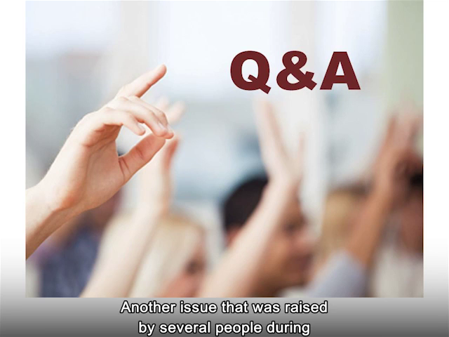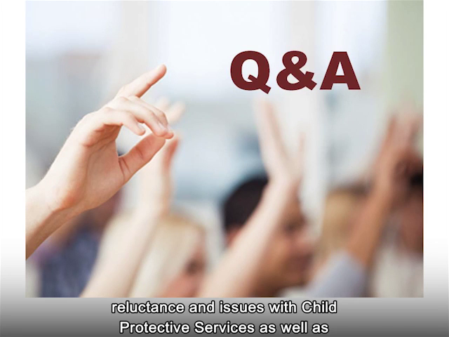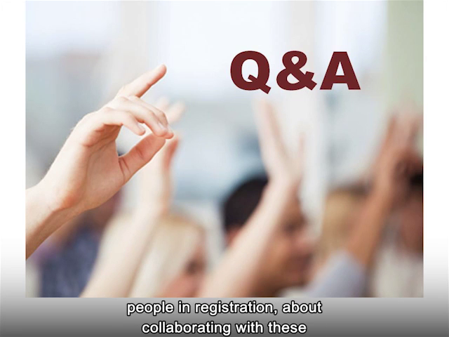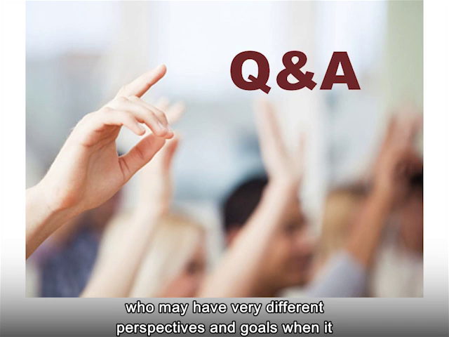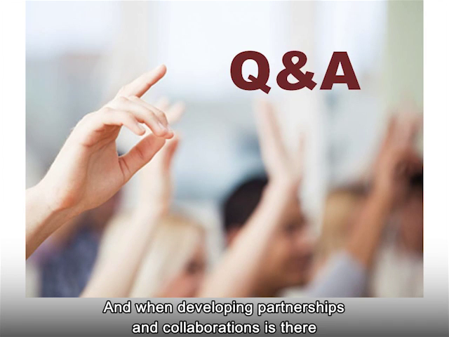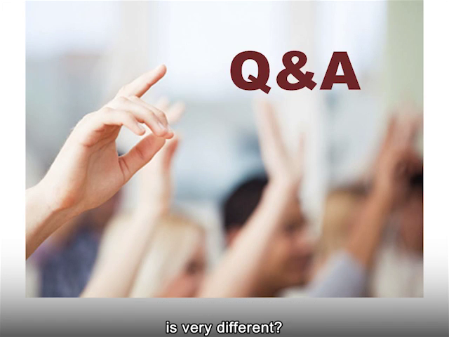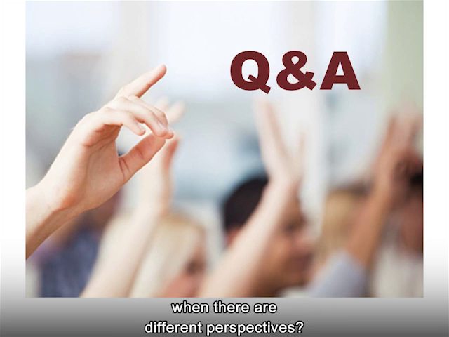So thanks. Another issue that was raised by several people during registration, and I think, Becky, you mentioned families' reluctance and issues with child protective services as well as law enforcement. I'm also wondering, and the question was raised by several people in registration, about collaborating with these agencies or other agencies who may have very different perspectives and goals when it comes to intimate partner violence. When developing partnerships and collaborations, is there some challenge because the goals are different or the perspective towards intimate partner violence is very different? So how do you create those partnerships when they're different perspectives?